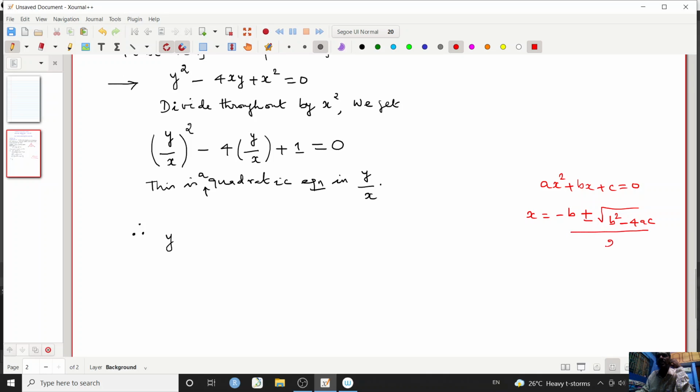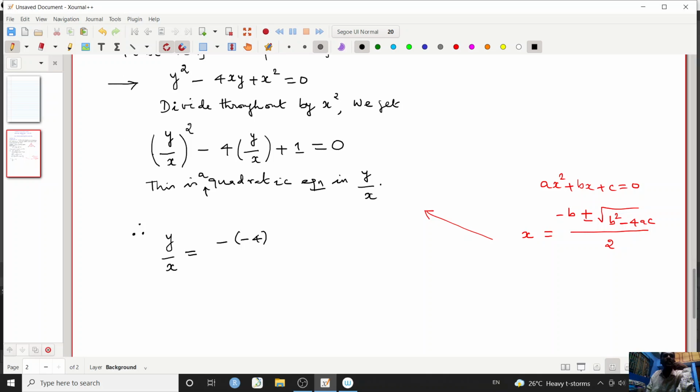So this is the relationship between roots and coefficients. This formula gives us the relationship between roots and coefficients. So we are going to make use of this and apply it to this quadratic equation. Our equation is an equation in y by x. So y by x is equal to −b, minus of minus 4.